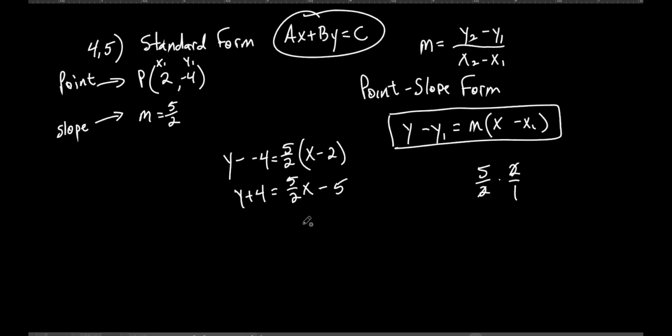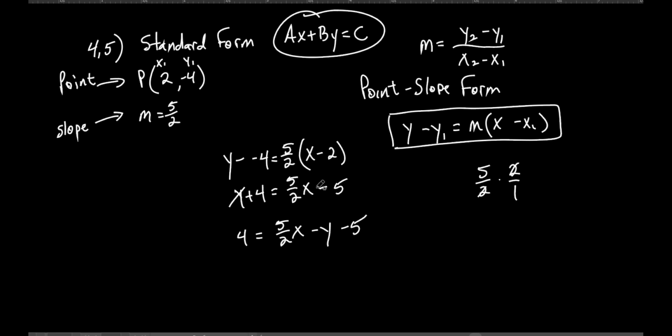Well, let's do a little bit more. Let's put the y over on the right side and take the numbers and put them on the other side. So I'm going to subtract a y from both sides, so that'll cancel out. So I got 4 equals 5 halves x minus y minus 5. Are you guys following? See what I did? All I did was take the y and put it over here on this side.